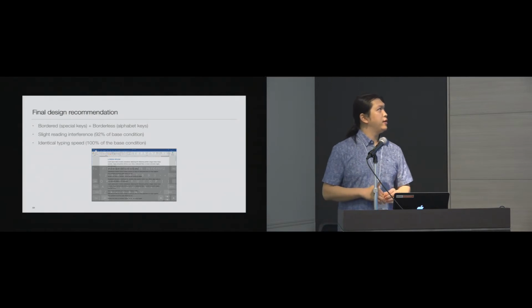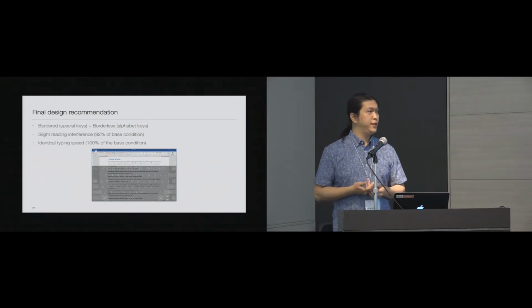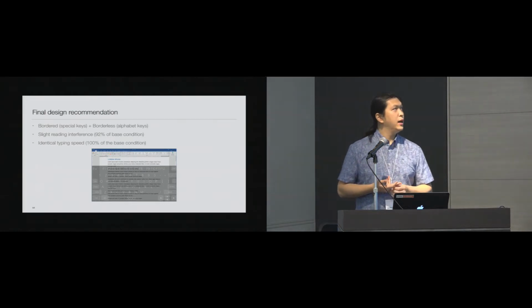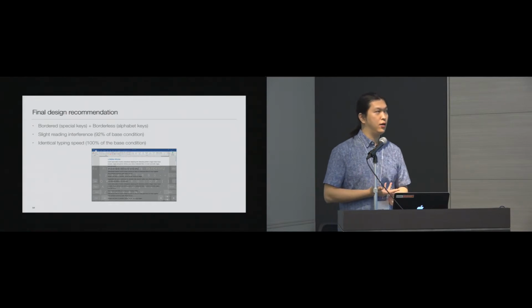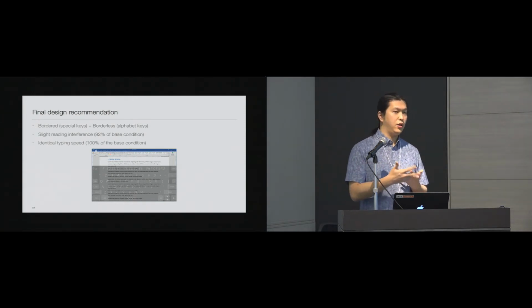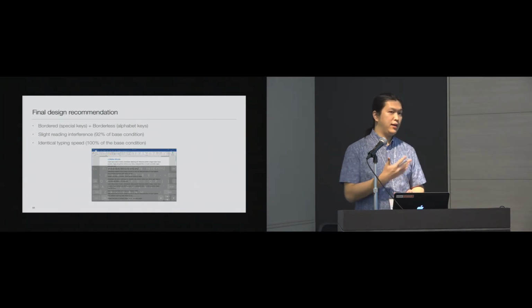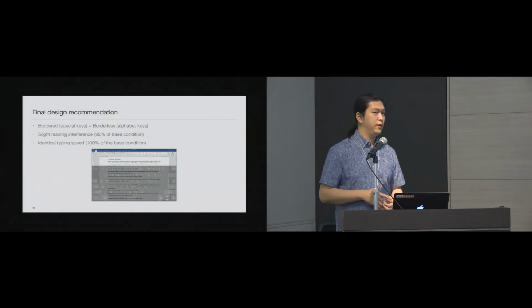So my final design recommendation is to use bordered keys only for special keys such as the modifiers, and use the borderless design for the other part, which occludes the content less. And there is slight reading interference, so reading the content behind the keyboard is not as fast as reading clear text, but it still reaches 92% compared to the reference condition.